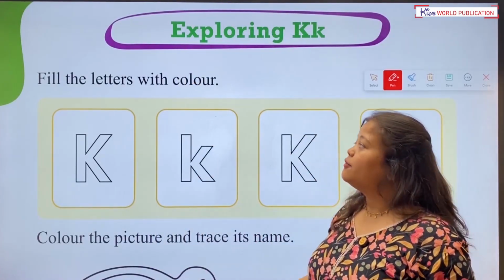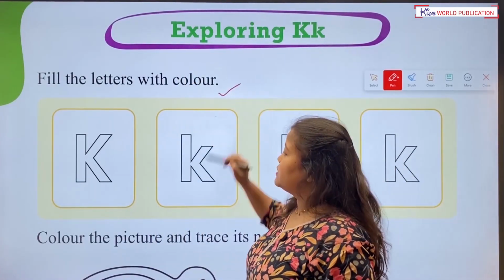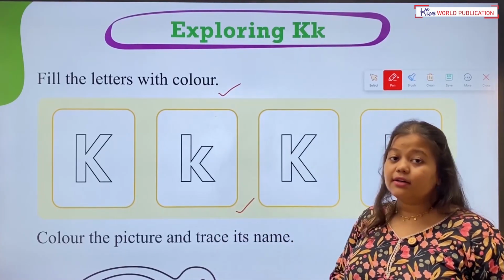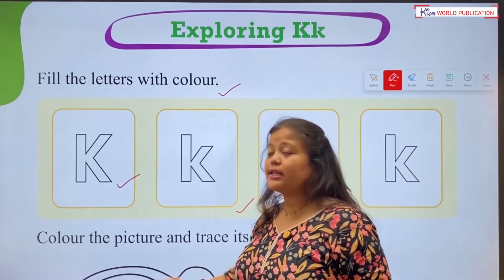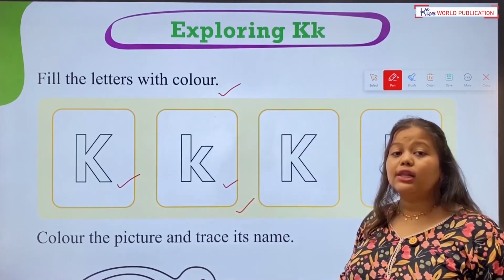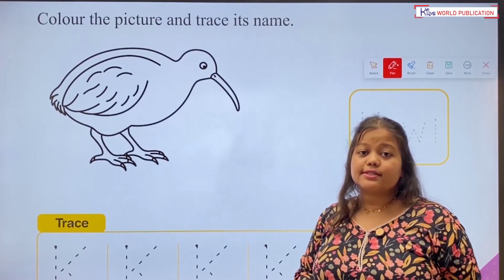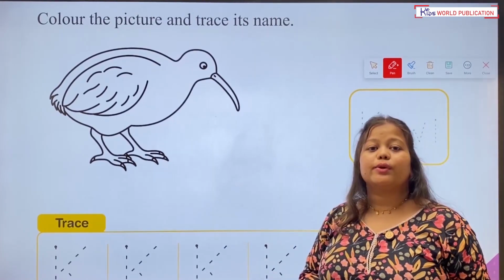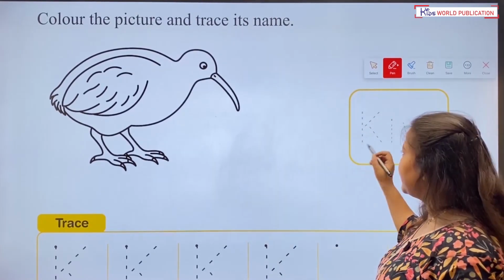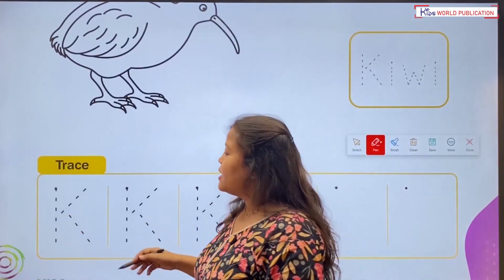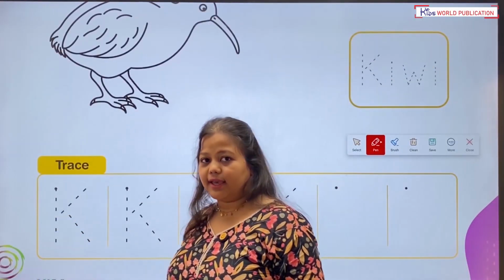Exploring K. Fill the letters with colors. So kids, you will fill this letter with your favorite color. This is capital K and this is small k. Color the picture and trace its name. So kids, here you can see a picture, you will color it and also trace its name which is written here. Trace. So kids, let's trace the alphabet K.